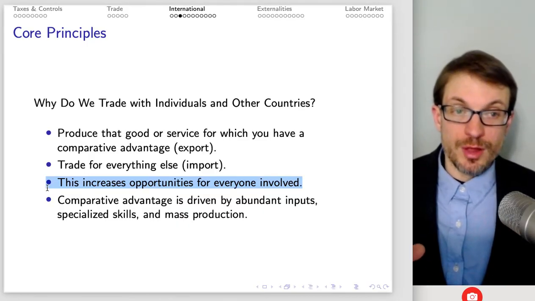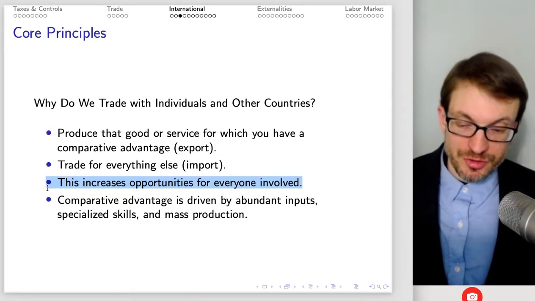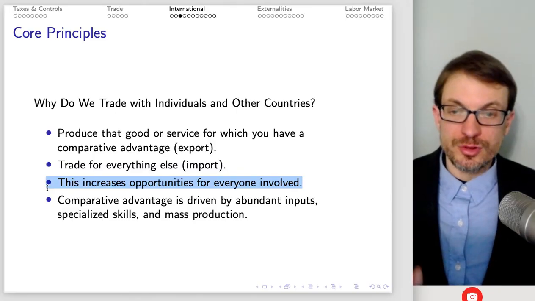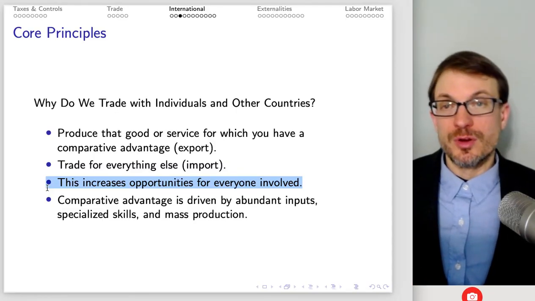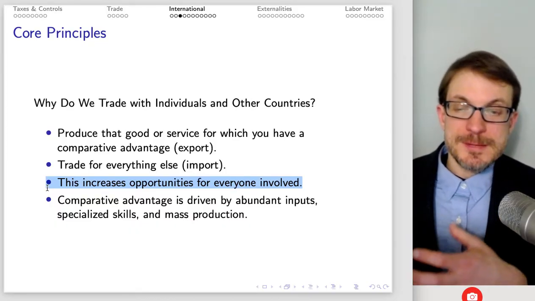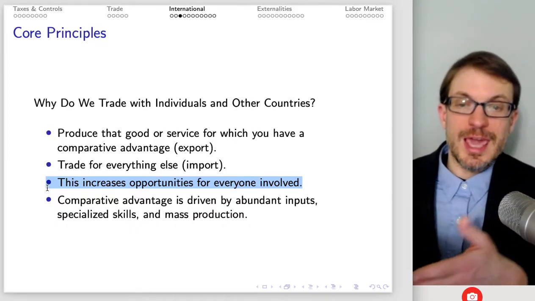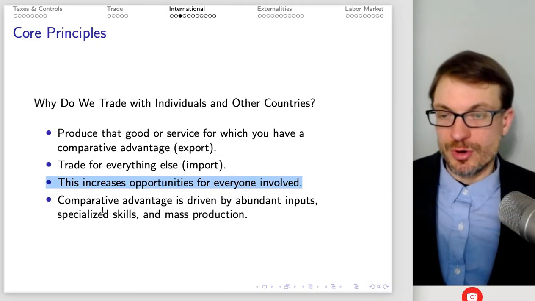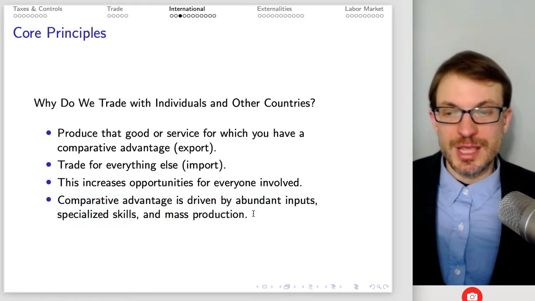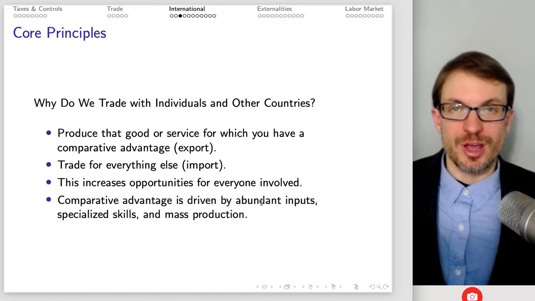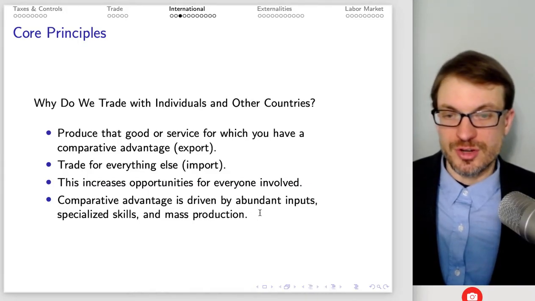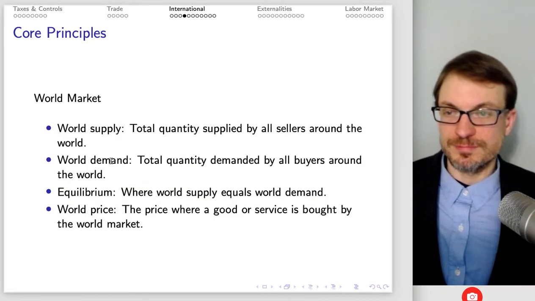Economics suggests that with free trade there are winners and losers, but on average, the winners win more than the losers lose. That said, we really need to take seriously the fact that the losses are real and often highly concentrated, whereas the gains are widely dispersed. So that's really important to pay attention to. Comparative advantage is driven by things like abundant inputs, specialization, mass production, whatever is going to ultimately allow a country or collection of countries to leverage a comparative advantage.